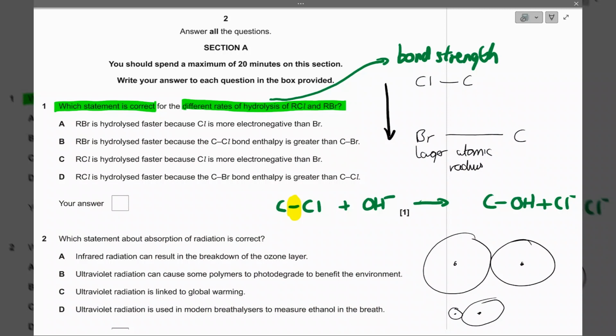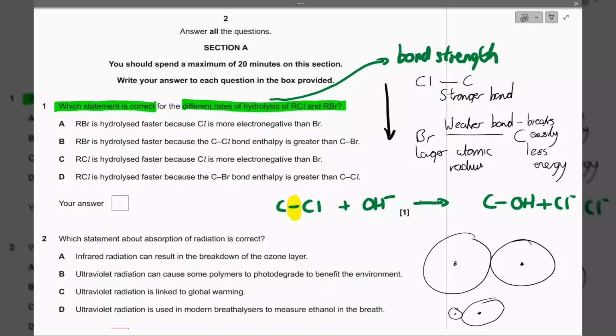Now, if you've got a longer bond, a weaker bond, because of the larger atomic radius, that means this would be a stronger bond because it's shorter. And this will be a weaker bond. Okay, which means it breaks easily with less energy. Which means the one that breaks easily with less energy will have a higher rate. So we're going to look for one that says the higher rate is with the Br.